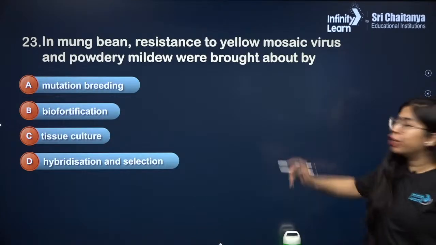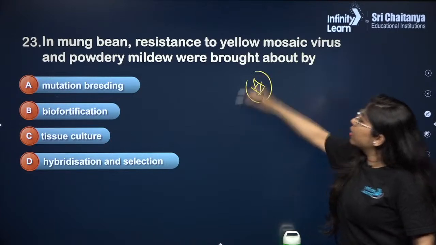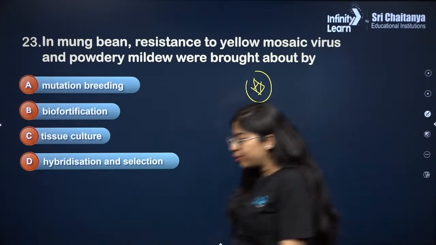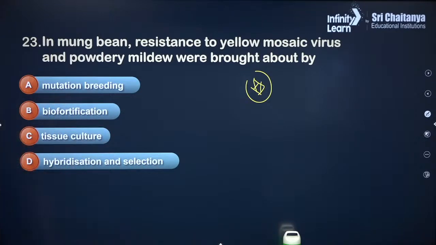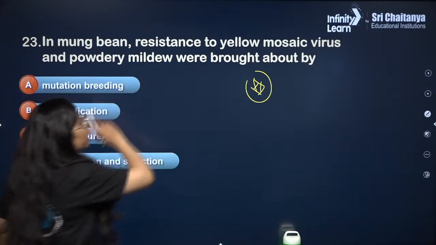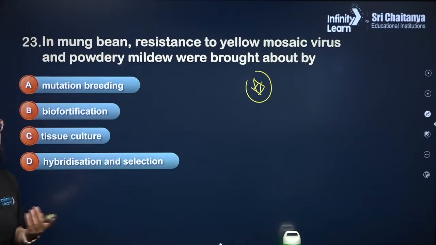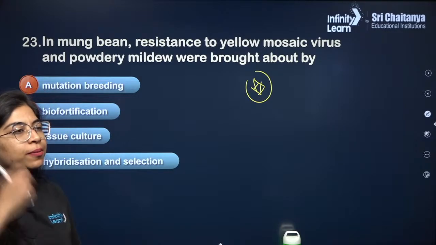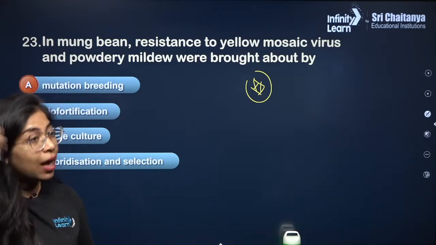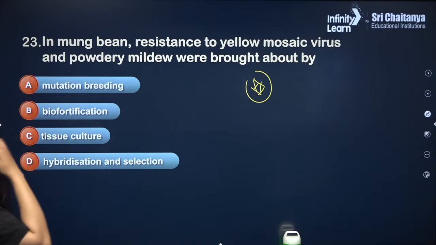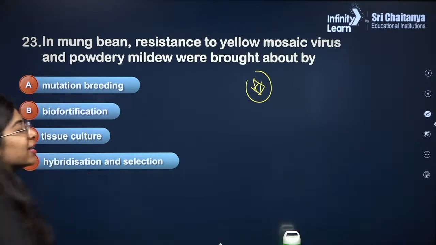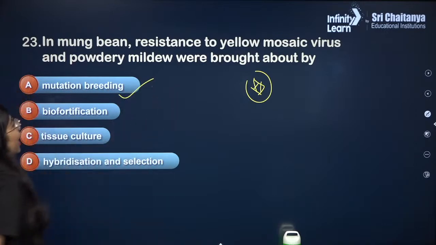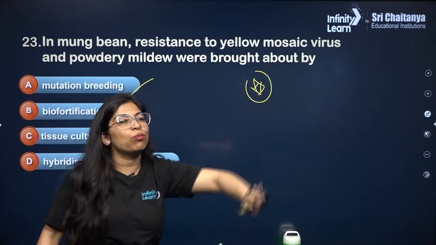In mung bean, important question purely from NCERT. Mung bean resistance to yellow mosaic virus is due to what? What technique do we use? Mamtha, Aishwarya, Rahul waiting for you. Aishwarya says it is A, okay. What about others? Rahul says it is A, okay. Bacha Patti, all answers are in NCERT. Mutational breeding helped mung bean to get resistance to yellow mosaic virus.